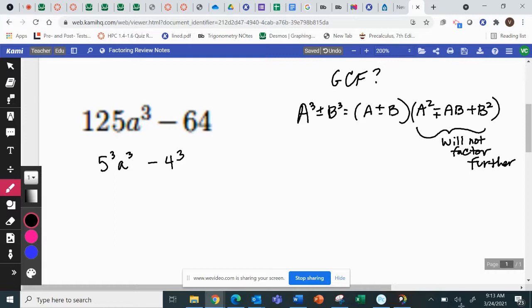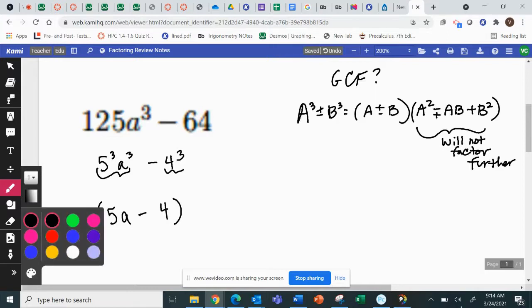So right now I have a cubed and b cubed here. So my a value would be 5a. My b value would be 4. And because it's subtraction, I'm going to use subtraction. So over in my chart, let me color code this. If I use subtraction here, then I use addition here. Or if I use addition here, then I use subtraction here. But the last sign is always addition.